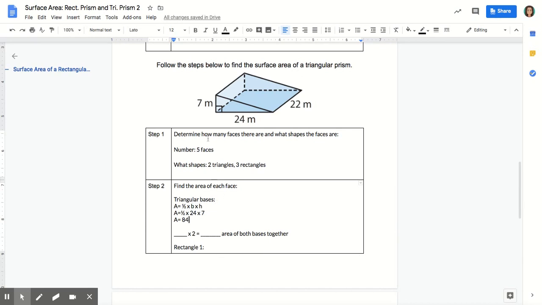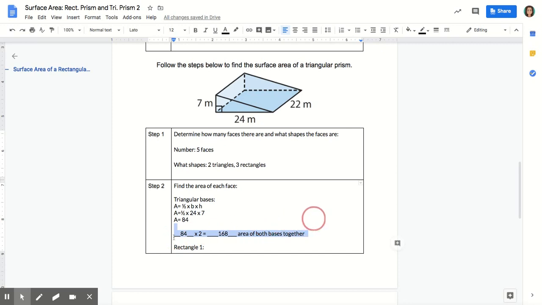But if you remember, the triangle bases, there's 2 of them and they're the same size. We found the area for 1. So in this part down here, our area of one triangle base is 84. And when we multiply that by 2, that'll be the area of both bases together. So 84 times 2 is 168. So the total area of the front and back faces is 168.